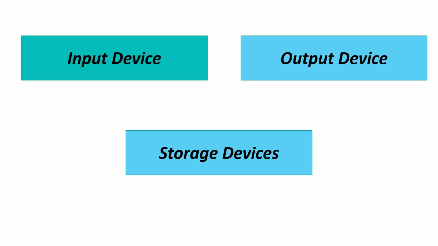So likewise there are a large number of output devices available, right? So those are the examples. And then we have the storage devices. So these storage devices are also located internal to the computer and external to the computer as well.